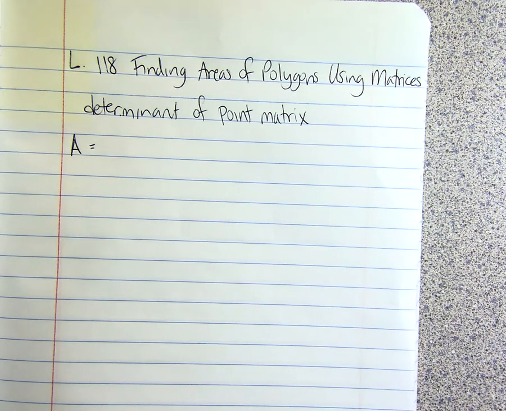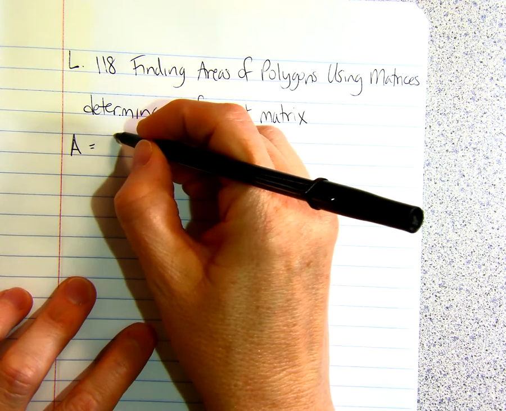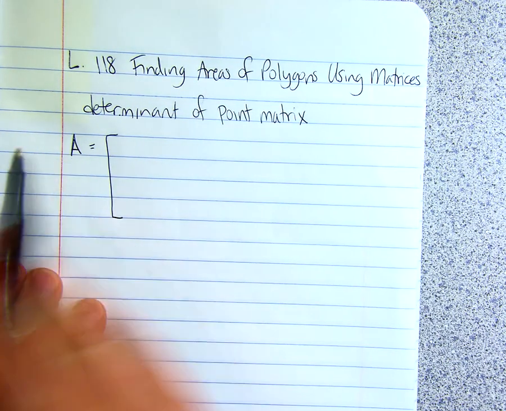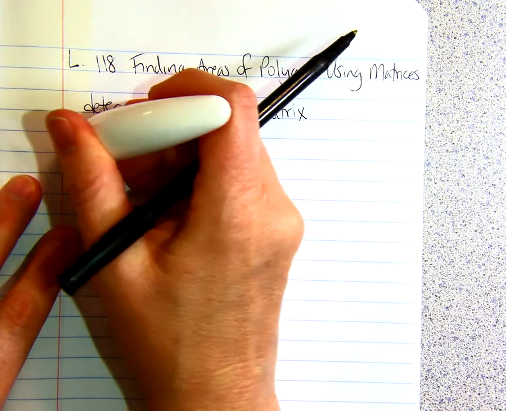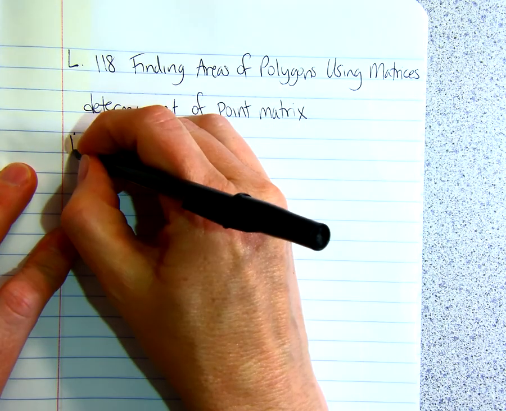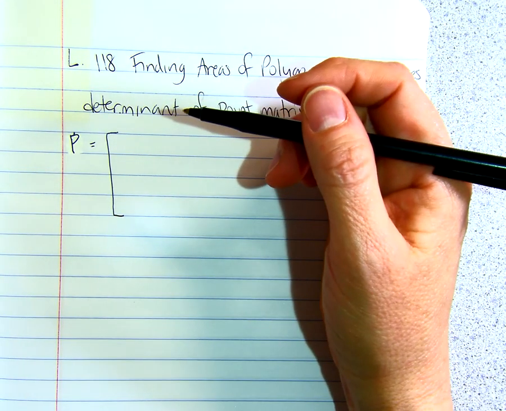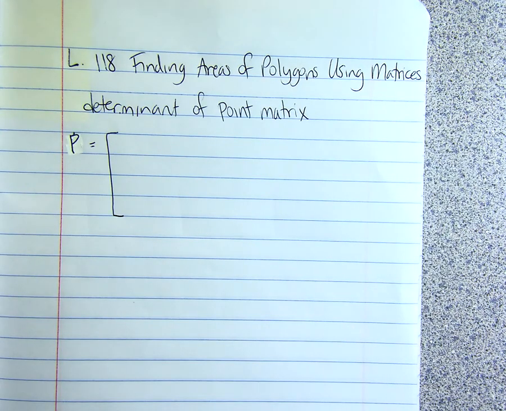In math, a determinant is always found with a square matrix. When you have a point matrix, this A doesn't mean area. I'm going to rename this. Instead of A, we're going to call it P, that way it doesn't get confused because it's not talking about area. So when you find a determinant, you have to have a square matrix.